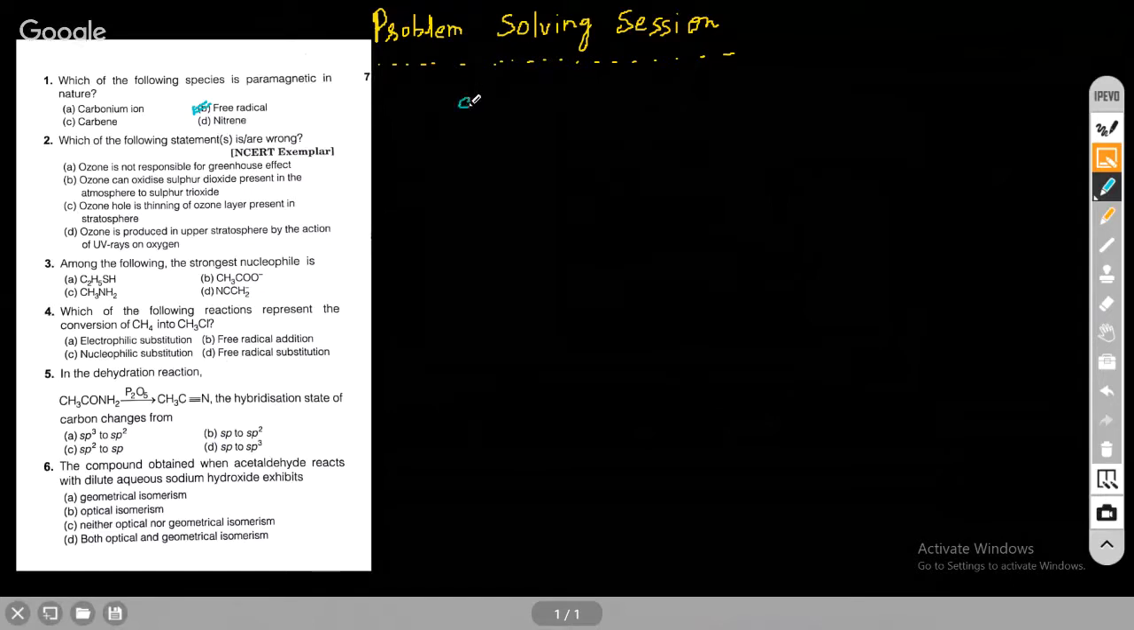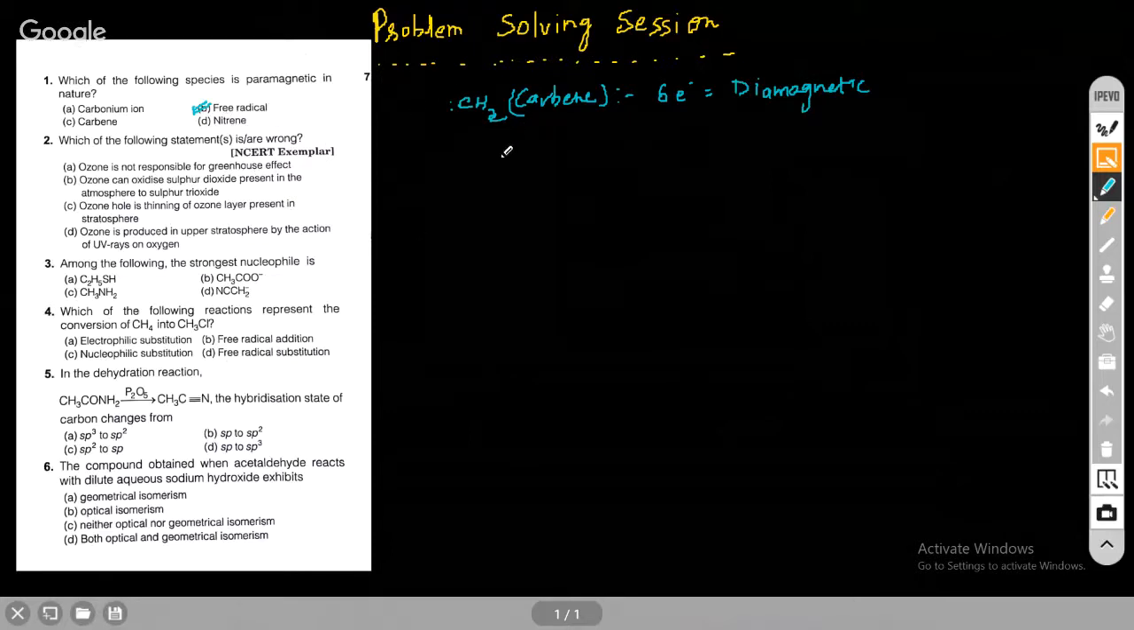Carbene is this CH2, C with two bonds and one lone pair on it. So this is carbene, and this has six electrons. All are paired, so it is diamagnetic. See, two bond pairs of electrons and one lone pair, right? So the answer is obviously a free radical.